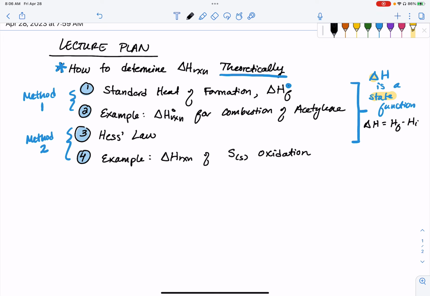And because we only care about final and initial states, or starting and winding up states, this allows us to use these two theoretical methods without breaking any rules of physics. So let's get started in our next video, where we introduce this first method of determining the heat of a reaction theoretically, which is looking at using the standard heat, or standard enthalpy, of formation.